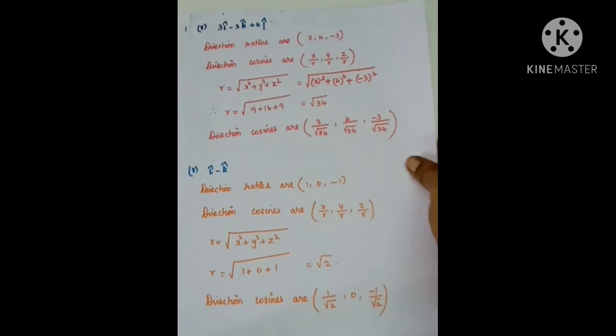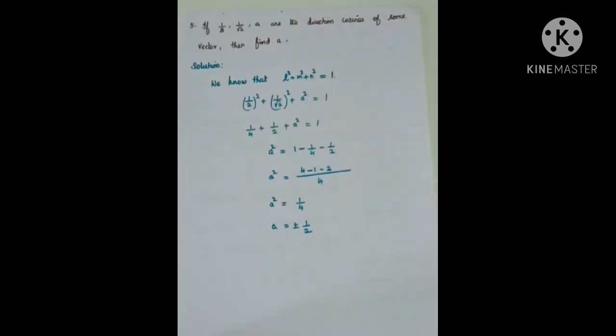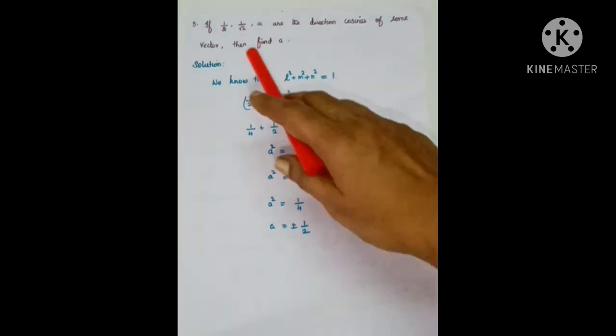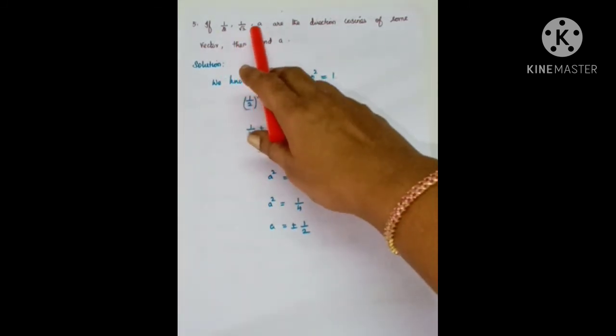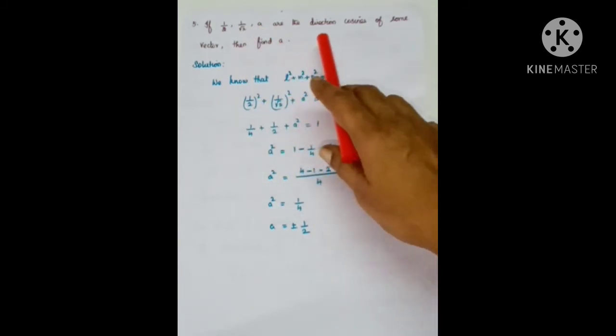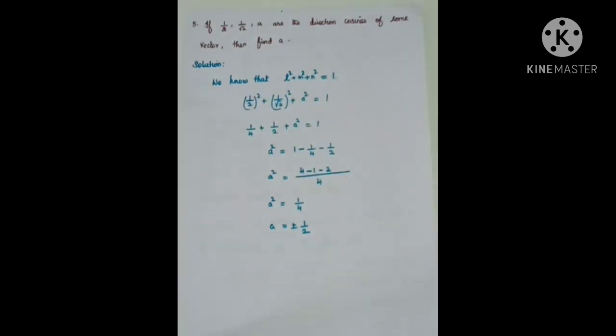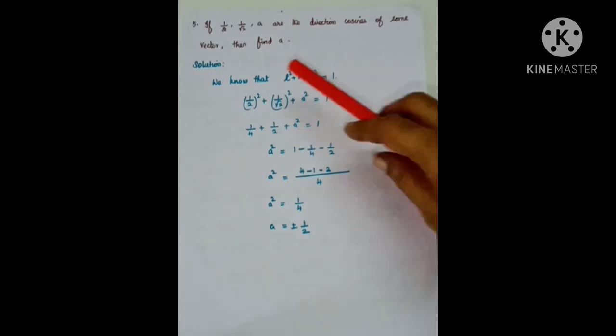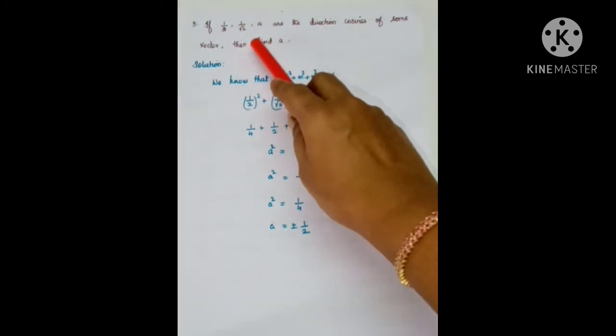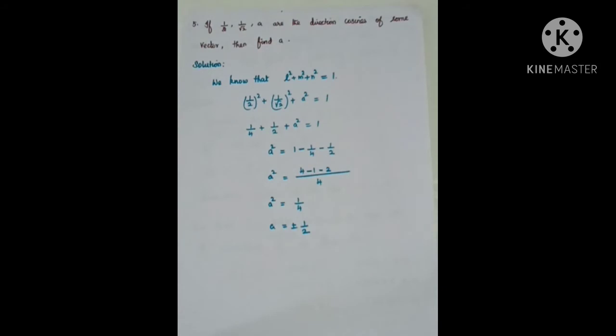So from one vector, now you can find the direction ratios and direction cosines for that vector. You come to problem number 5. If half, comma, 1 by root 2, comma, a are the direction cosines of some vector, then find a.